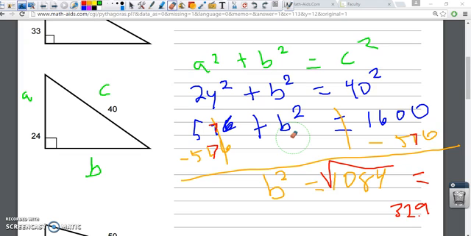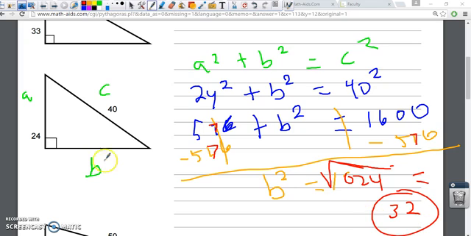So that will give us 1600 minus 576, 1024. I'm sure by now you already figured out that I made a mistake. 1024. So the square root of 1024. That is where our 32 came from. So B is equal to 32. How do I know? I can double check. 32 squared, 32 times 32 should be 1024.